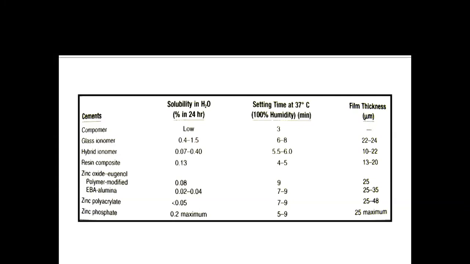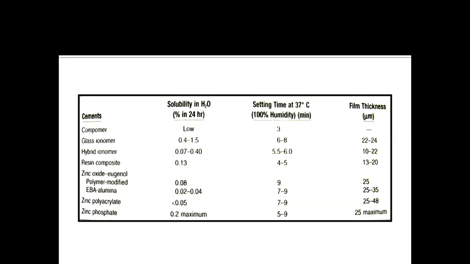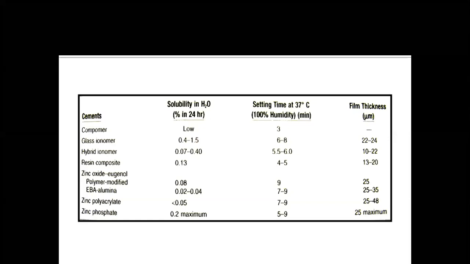Now the maximum is seen for zinc phosphate. See, they have given here clearly it is 0.2. Okay, 0.2 is for zinc phosphate. And if you see, compomer has been given as low. Now they have not mentioned a value. If suppose the option is compomer or EBA alumina, then if compomer is present, choose compomer. If compomer is not present, then it is EBA alumina, which has 0.02 to 0.04. Okay, so clearly see the options again. If they are asking least or highest, highest definitely for zinc phosphate, which has 0.2.